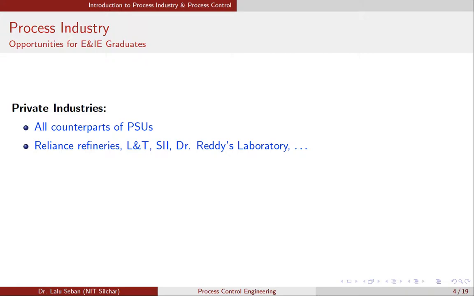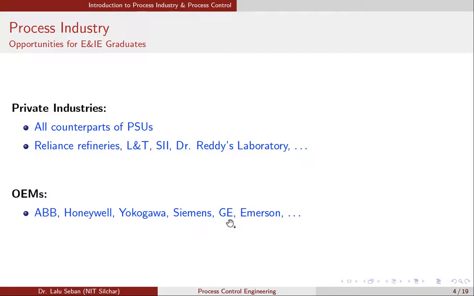But in private industry, they usually depend upon the original equipment manufacturers who provide them the full automation for their industry. The original equipment manufacturers like ABB, Honeywell, Yokogawa, Siemens, GE, Emerson, and many Indian companies provide the solution for these private companies, and of course for PSUs also. So these OEMs are also a good opportunity for electronics and instrumentation engineers.